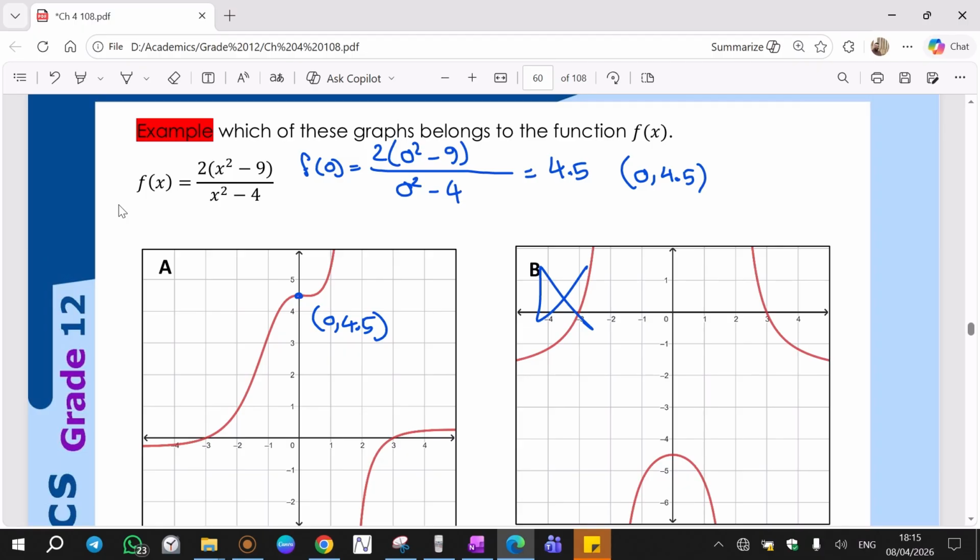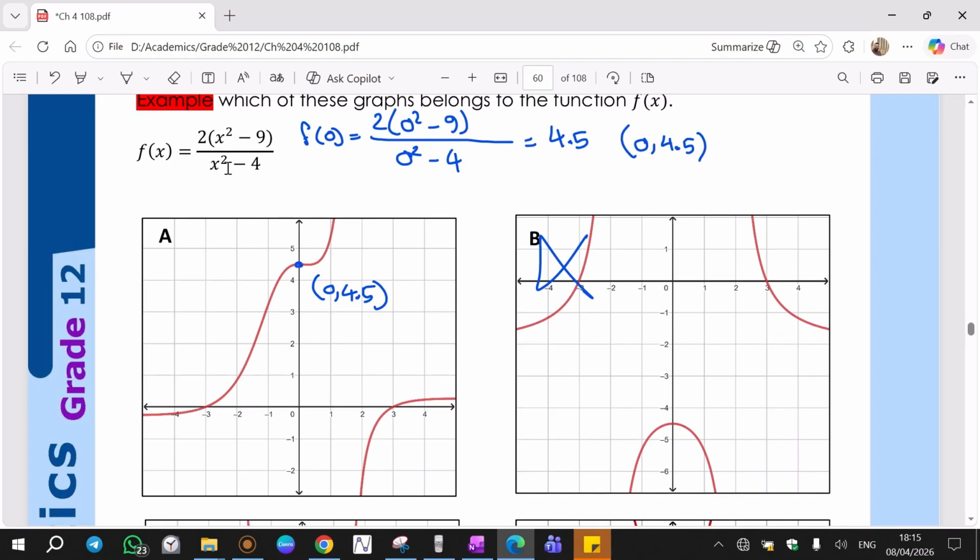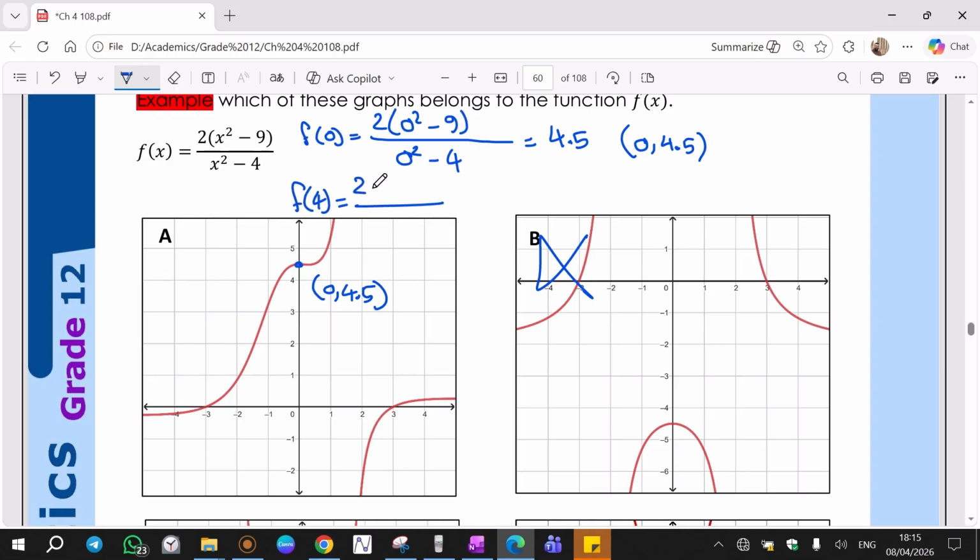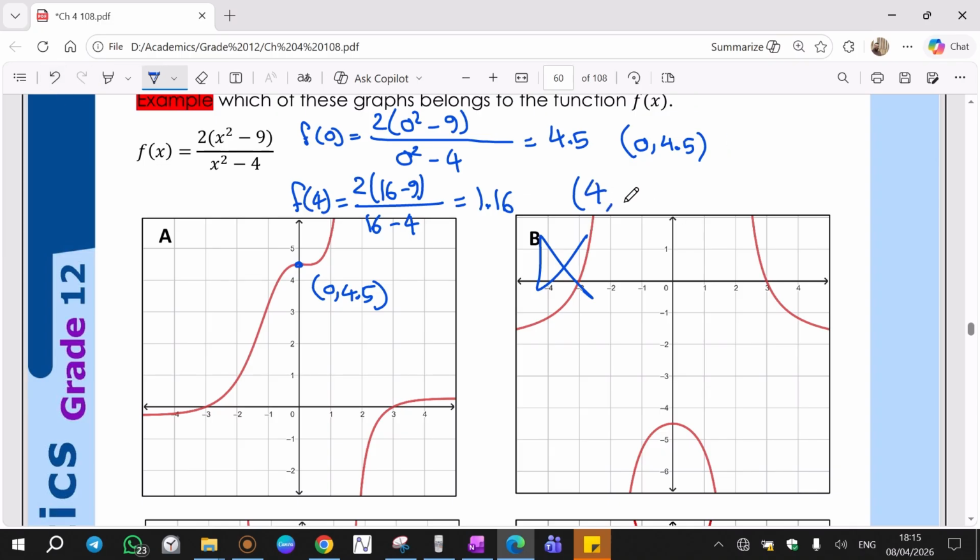Now I'm going to put 4 in place of x. I'm going to have f of 4 equal to 2 times 4 squared is 16 minus 9 over 16 minus 4. Result using calculator is 1.16. Now turn this to a point. X is 4, y is 1.16.